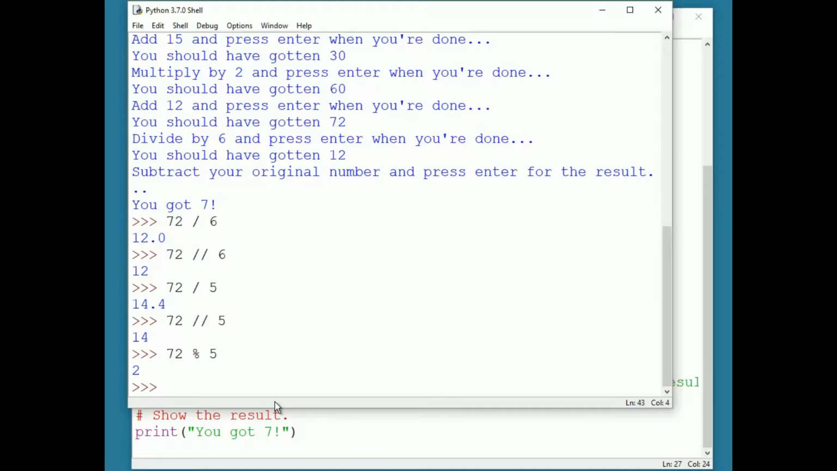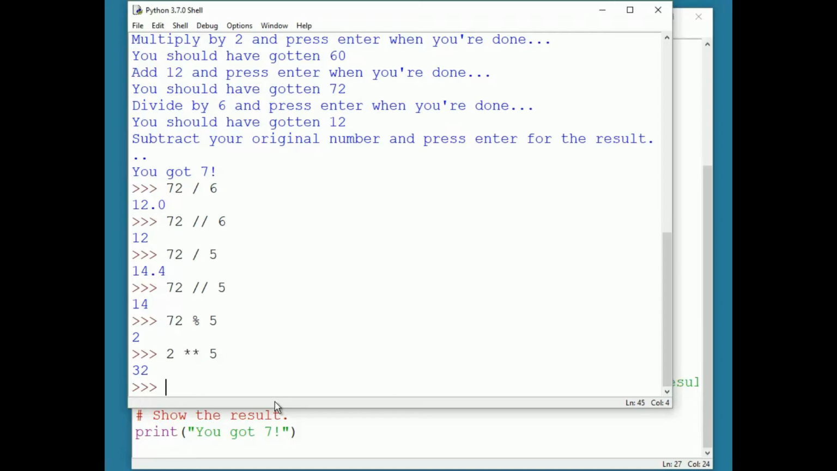We also saw an exponentiation operator on the python.org site, which is 2 asterisks with no space between. So if I type 2 asterisk asterisk 5, Python will tell me 32, which is 2 to the 5th power. That's a very handy operator, and not all programming languages have an exponentiation operator.